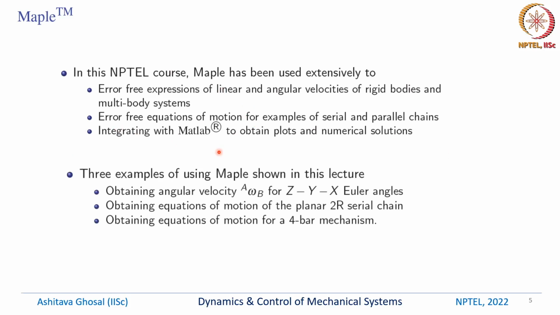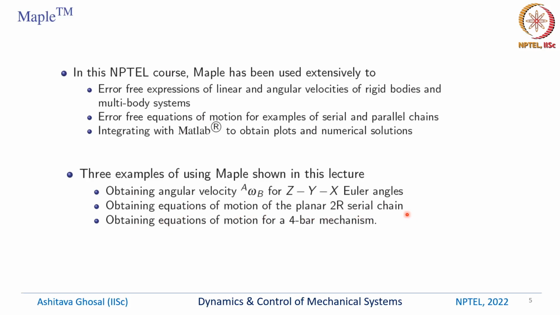There are 3 examples which I am going to show you of using Maple in this lecture. First, we obtain the angular velocity of a rigid body B in a reference coordinate system A for Z, Y, X Euler angles. I will show you how we can obtain the rotation matrix, then we can obtain R dot R transpose, and then from this symmetric matrix we can extract the components of the angular velocity vector. I will also show you how to obtain the equations of motion for a planar 2R serial chain.